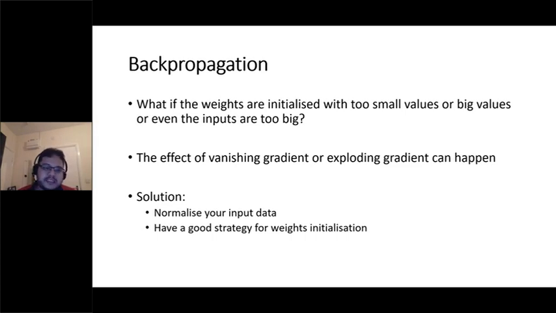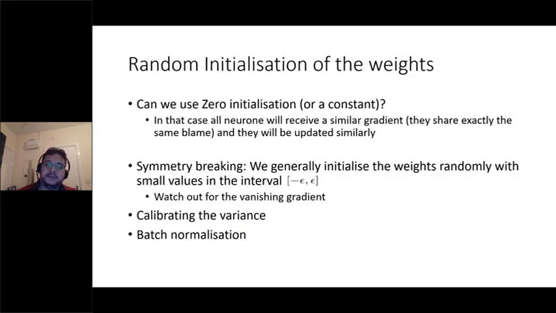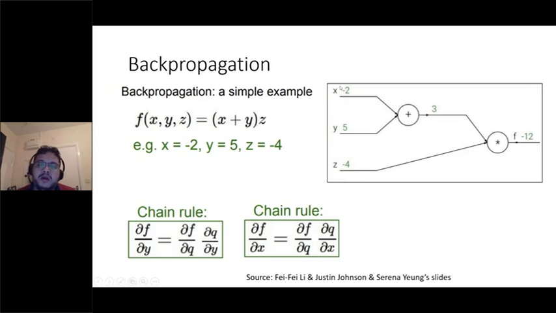Something that we talked about last time, but let's talk about it again. What if the weights that we are using are very small? Here, the derivative of f with respect to g was equal to z. If z was very small, and x or y was also very small, the derivative of this is z multiplied by y. So if they were very small, what would happen? It tends to zero. Yeah, it becomes zero.